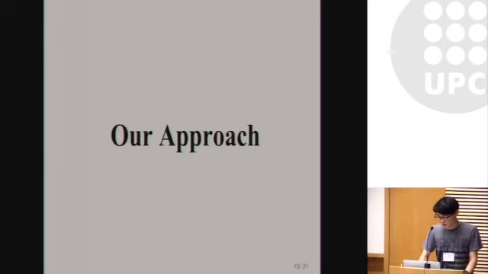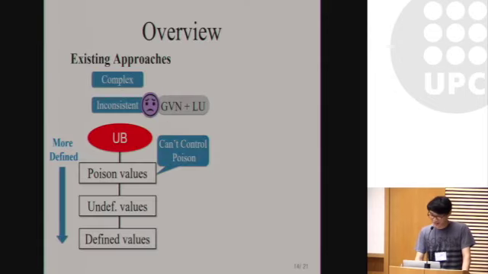Now, I will show you how we can fix this inconsistency thereby supporting both GBN and loop unswitching. This diagram shows the hierarchy of semantic entities used for representing undefinedness in LLVM IR. Lower ones are more defined than upper ones.